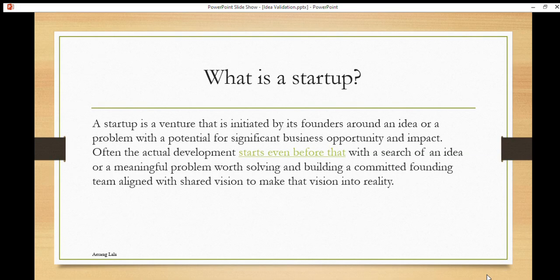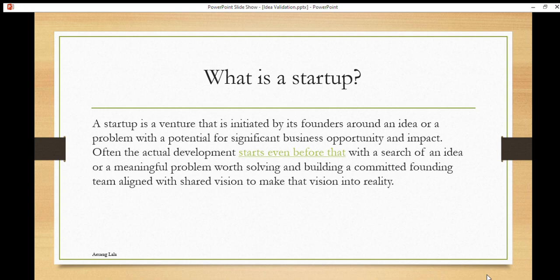What is a startup? The very first definition: a startup is a venture that is initiated by its founders around an idea or a problem with a potential of significant business opportunity and impact. Basically, a startup is a venture that is created by its founders around any idea or any problem. You have to understand that whatever your startup may be, it must solve some problem. So a startup is a problem solver of the society.